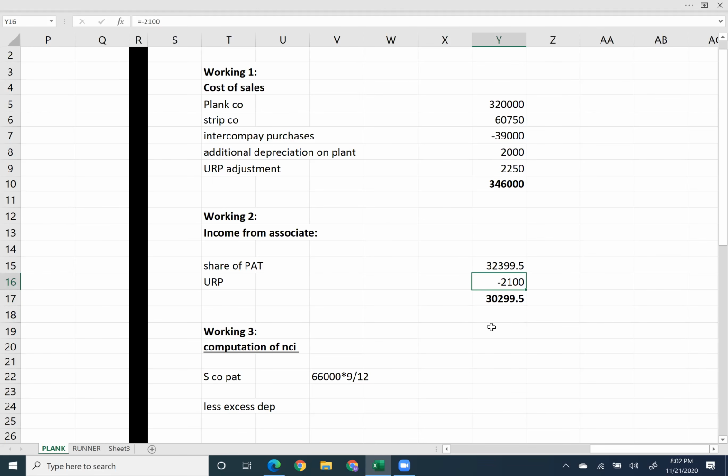Associate share of profit calculation I already taught you. In the case of associate, in this question, the total profit will be URP, because all the goods are unsold. So the complete profit is URP for the associate, but in the end, you have to multiply it by 35%.